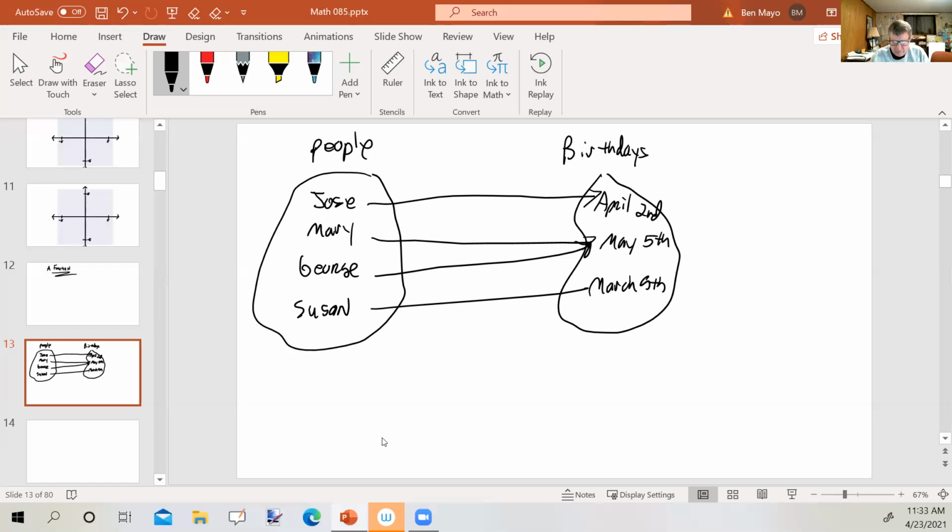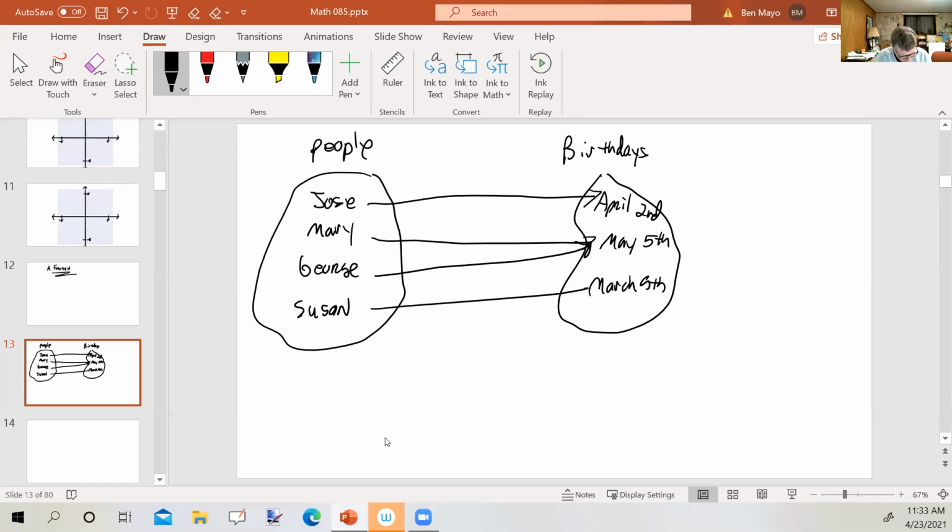Okay, so here's what we can observe. Each person has exactly one birthday, discounting religious experiences, that's what I wanted to say. Okay, so Jose's birthday, one date. Mary's birthday, one date. George's birthday, one date. Susan's birthday, one date. Now, Mary and George have the same birthday, but each of them only has one birthday, okay? Now, this relationship is just like a function.